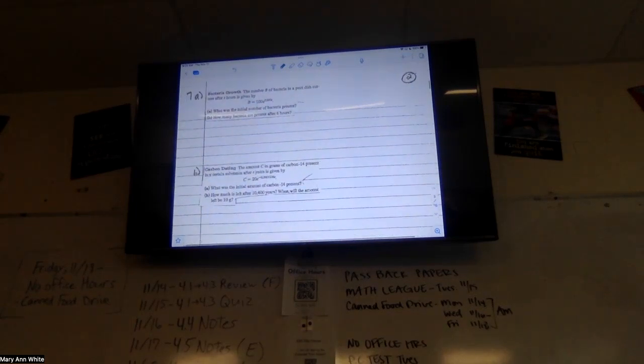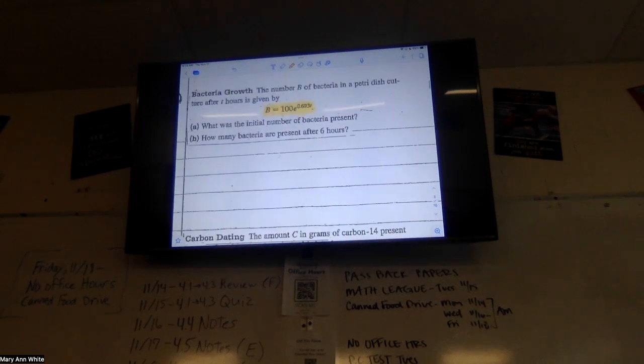7a says bacteria growth. The number B of bacteria in a petri dish culture after T hours is given by this. Oh, thank goodness. On all of these examples, they give us the equation. Later on, we'll have to write our equation, but right now they're giving it to us, which is awesome. B equals 100 E raised to the 0.693 T. The first question says, what was the initial amount of bacteria present?